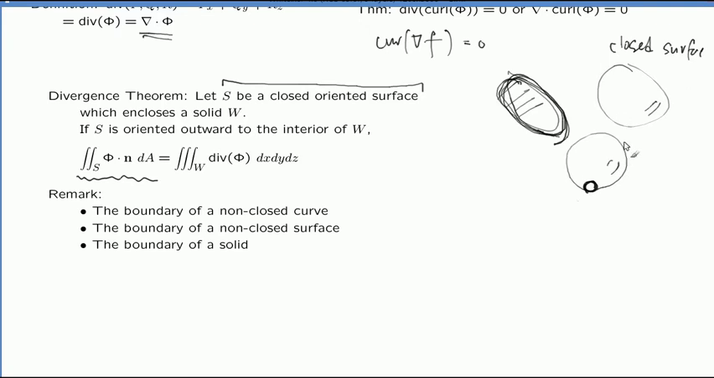But if it is a perfectly closed surface, it encloses a solid. Just like a curve in the two-dimensional plane encloses a region in Green's theorem, right? If you have a closed surface in three-dimensional space, it determines an inside region and an outside region. So it defines a solid. So if it is a sphere, W is a solid ball.